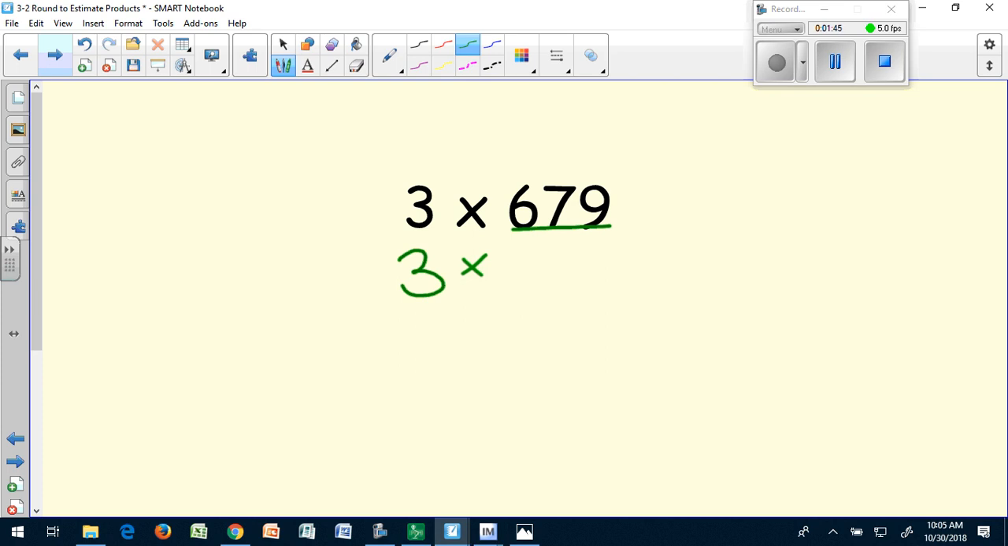So I look at my hundreds place and the place behind it, and I know that 679 is going to round up to 700. That makes my new equation 3 times 700, which I can easily do in my head because I use the basic fact of 3 times 7. My answer will be 2,100. Let's try another one.